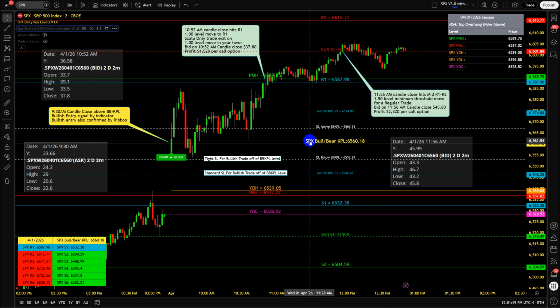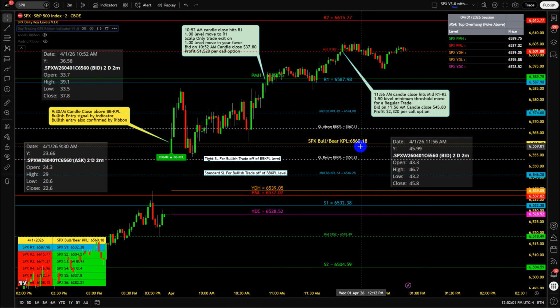So in today's session, the standard play that we're going to look at is the strike closest to the bull bear key price level, 6560.18 is today's level. So that's going to be the 6560 0 DTE call strike.